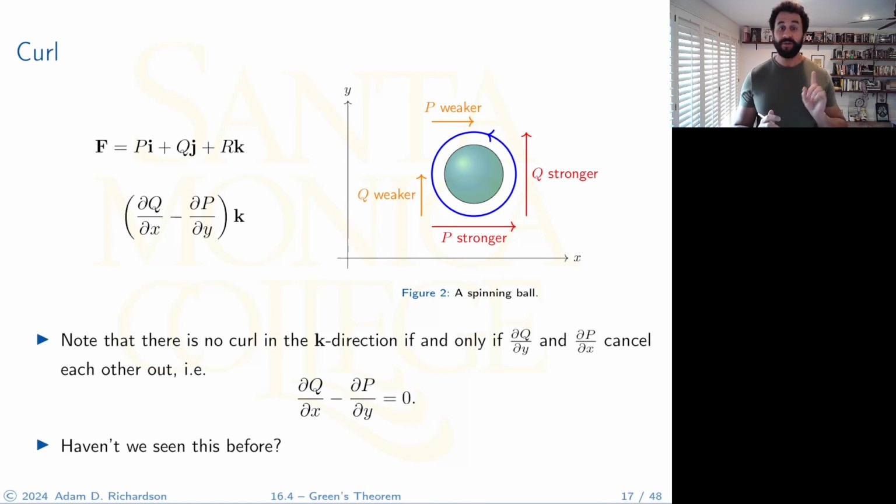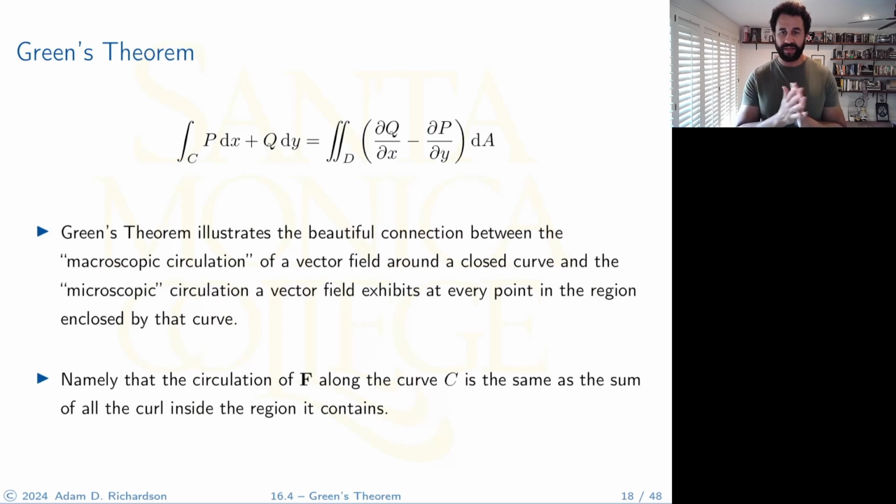Now, notice that there's no curl in the k direction if and only if these two influences cancel each other out. So if these two influences cancel each other out, in other words, they're equal, then this would be equal to 0. So does that look familiar? Hopefully from the previous lecture, right? This is that formula that we were using to determine if a vector field was conservative. If this ended up being 0, then you had to have a conservative vector field, because basically what happens is nothing's getting pushed up or pushed down out of the plane. That's the basic idea. All right, so let's get back to Green's theorem now.